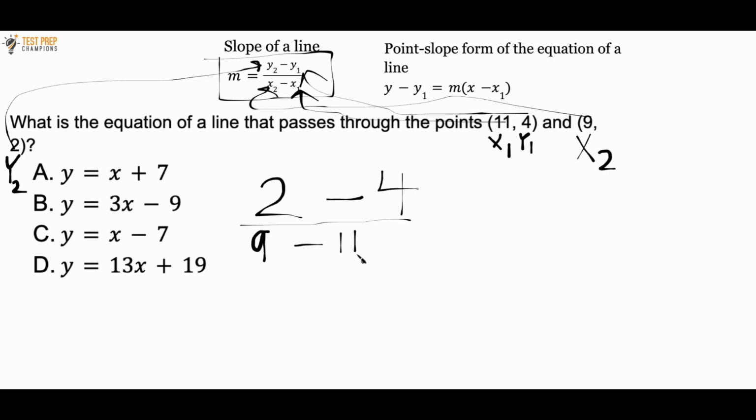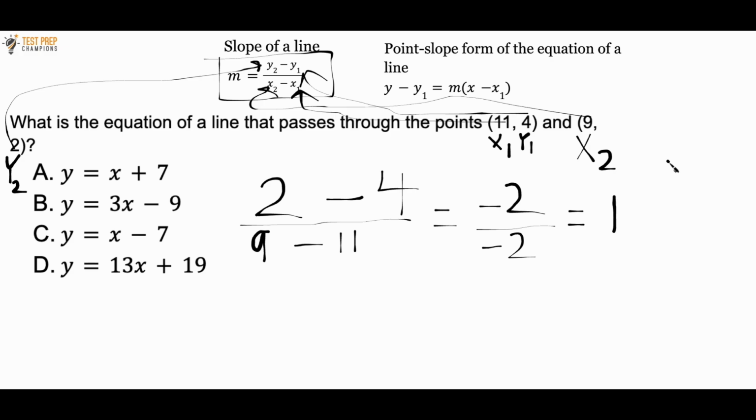So the slope calculation is going to look like this: 2 minus 4 divided by 9 minus 11. What is 2 minus 4? 2 minus 4 is negative 2. What is 9 minus 11? 9 minus 11 is negative 2. Negative 2 divided by negative 2 is positive 1. So we now know that our slope is positive 1.